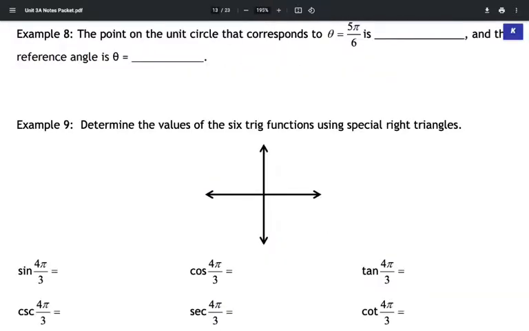Okay, on this one, they want us to think about the angle 5 pi over 6, so let's draw that first.